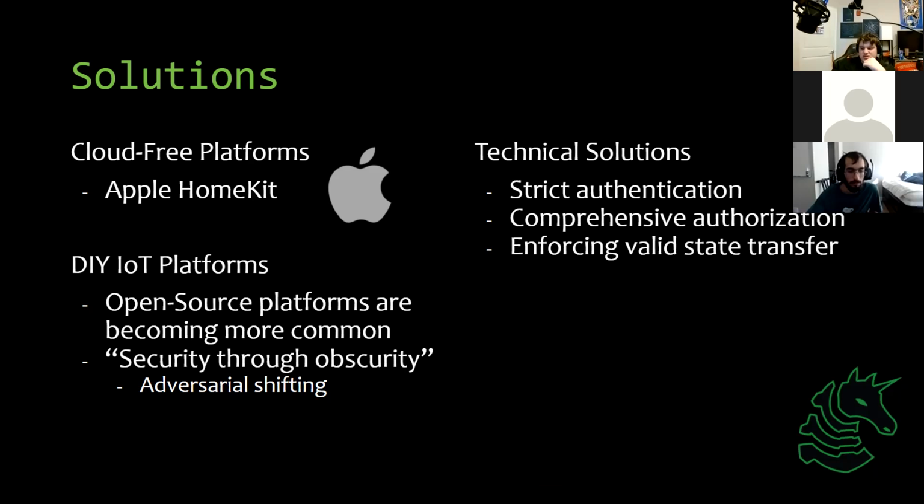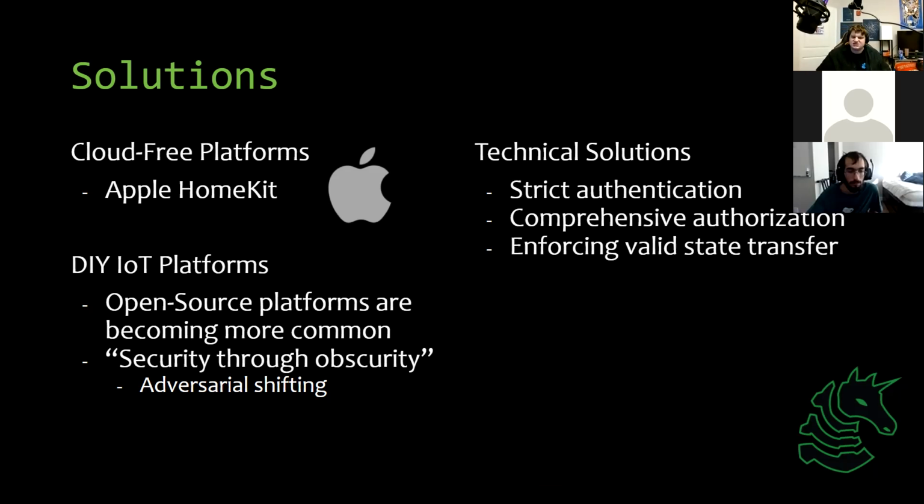Another thing you could do is a DIY IoT platform, which is like an open source platform or security through obscurity, where you avoid standard attacks that know how to target the standard platforms. There's a little bit of a risk there because if you're using something open source, you might misconfigure it. It's much more on you to configure it correctly.